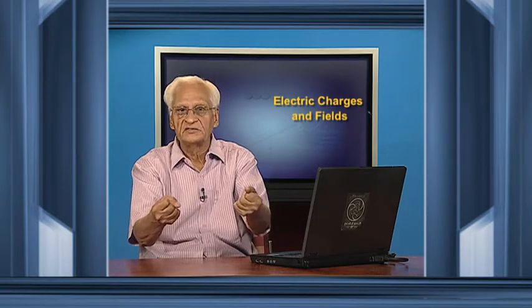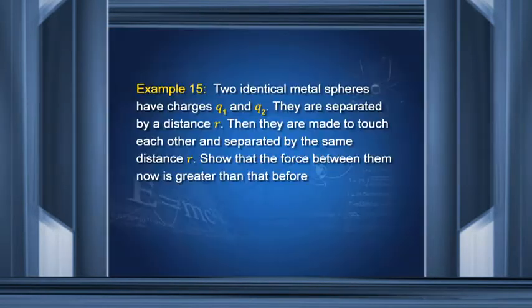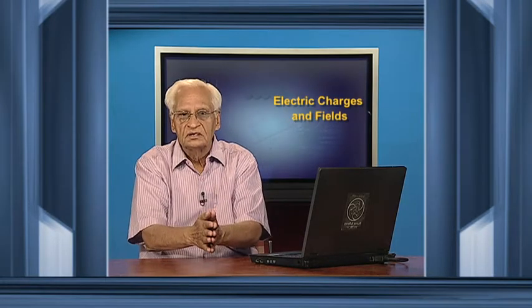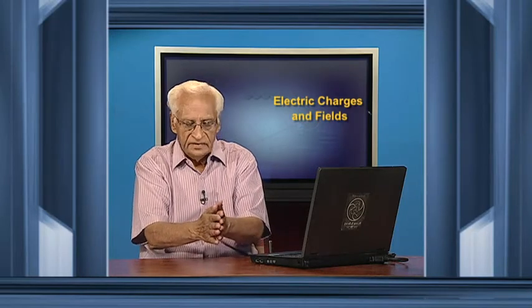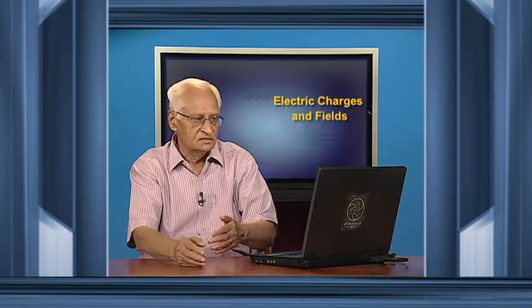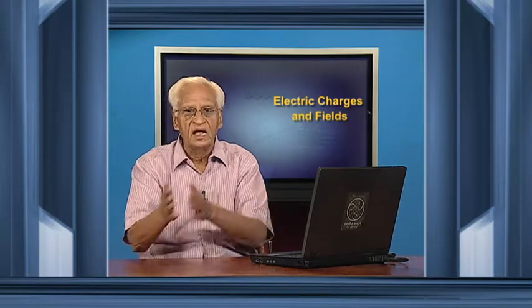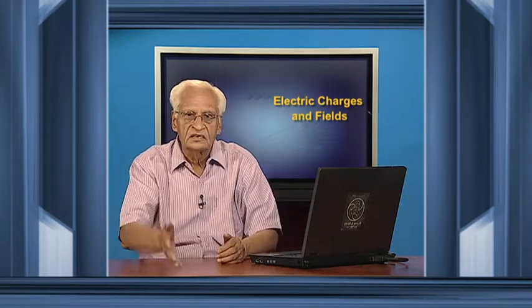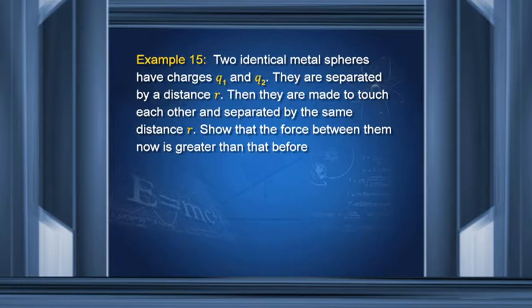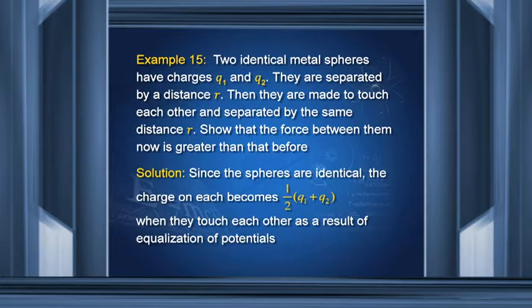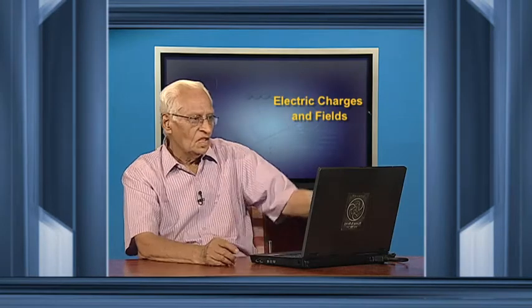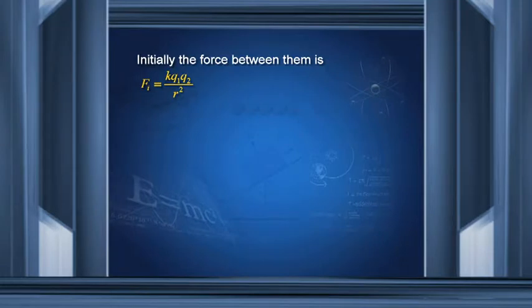We have two metal spheres, they carry certain charge q1 and q2, they are identical, same radius, and then they are made to touch. When they are made to touch, and then they are separated again by the same distance. So, we have to find the force initially and force finally, and show that the final force is greater than the earlier force. Since the spheres are identical, the charge on each becomes half of q1 plus q2 when they touch each other. So, the force initially is k q1 q2 by r squared.